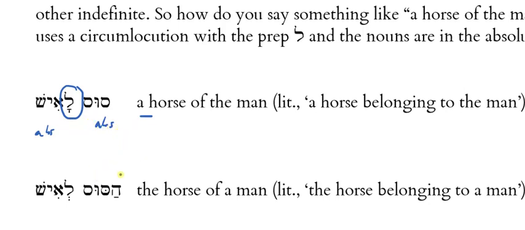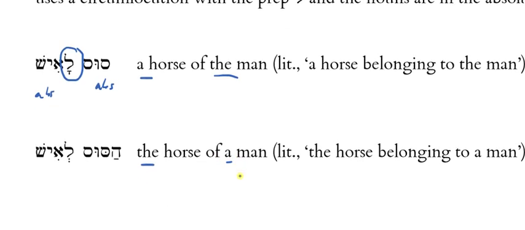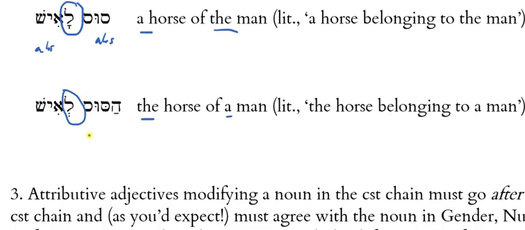Now I can reverse the definiteness and not say a horse of the man, but the horse of a man. How do I do that? Well, I simply just make one definite and one indefinite. So I could say hasus, the horse, le, belonging to, ish, a man. The horse belonging to a man is the horse of a man. So I have to use a circumlocution like that. And I'm going to use the lamed preposition to mark possession there. So that's how you do that.